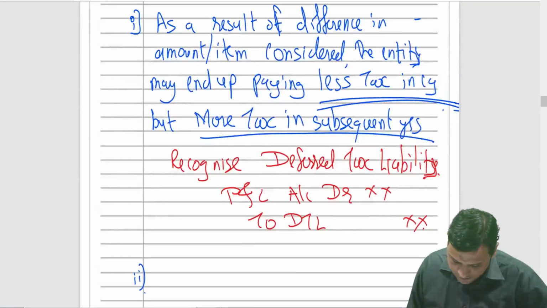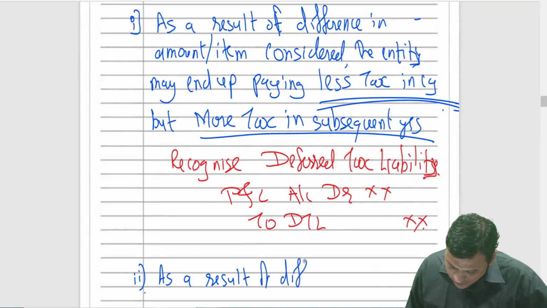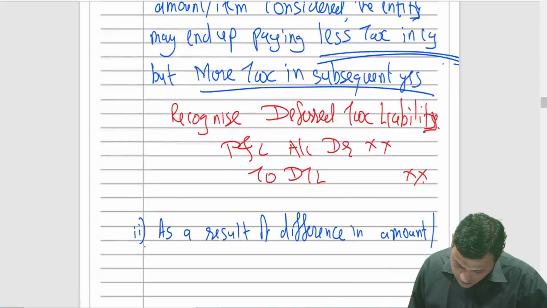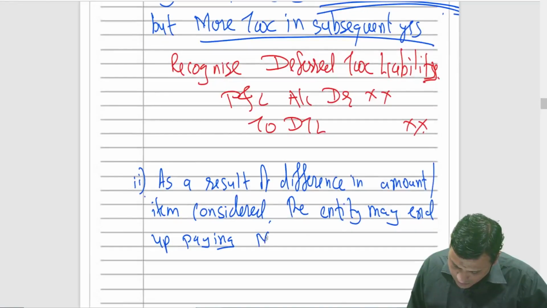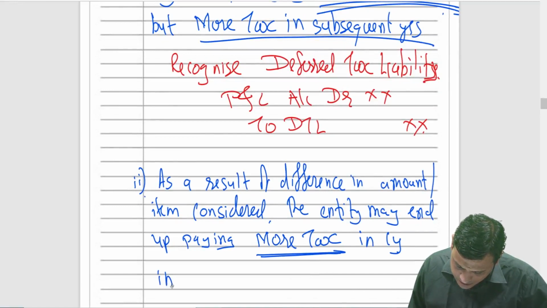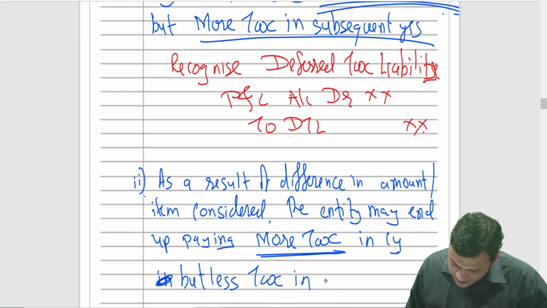See, the second case: as a result of a difference in amount or item considered, the entity may end up paying more tax in the current year, but less tax in subsequent years.